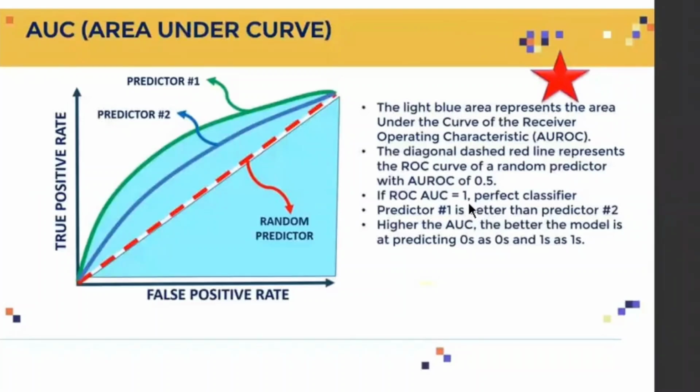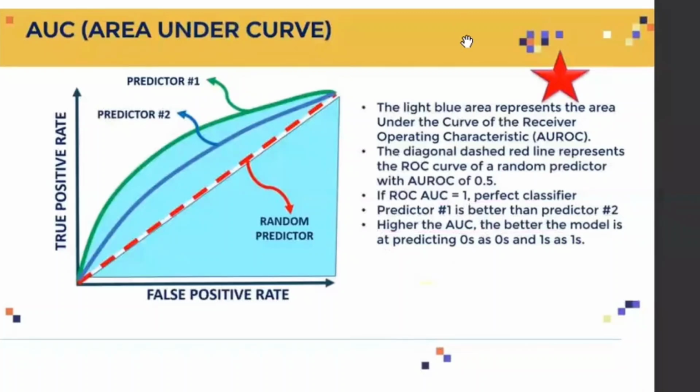Sir, can you please repeat the statement once again with respect to AUC? AUC is nothing but multiple ROCs. AUC is nothing but area under the curve. The higher the AUC, the better the model. If the AUC is equal to 1, it means a perfect classifier. Perfect classifier means it is going to predict perfectly. That is the meaning. Is that clear?